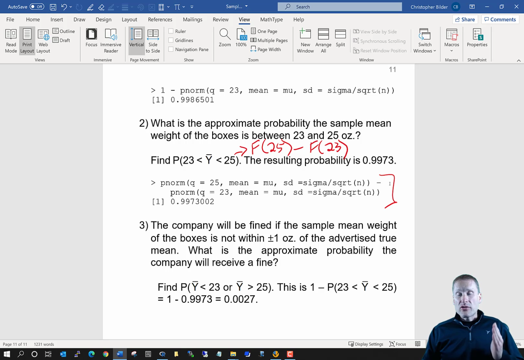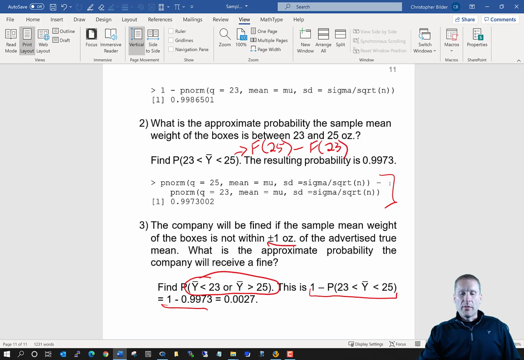Now, if the manufacturing process was actually being done correctly, what's the probability that this inspector will say, hey, my sample mean is actually, let's say, 22.5, I'm going to give you a fine? Or maybe 25.5. So what we want to find is the probability that y bar is less than 23 or y bar is greater than 25, because that's when the fine will occur, plus or minus 1 ounce from that 24 ounces. This is equivalent to saying 1 minus the probability that y bar is between 23 and 25. In other words, I took the complement.